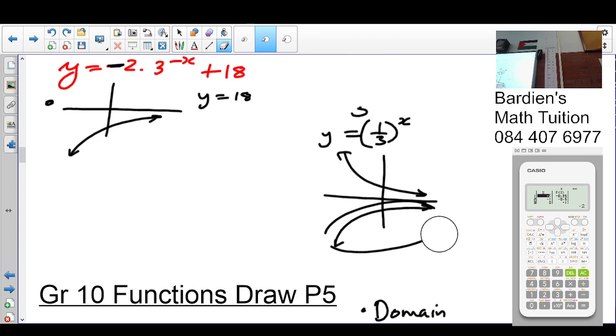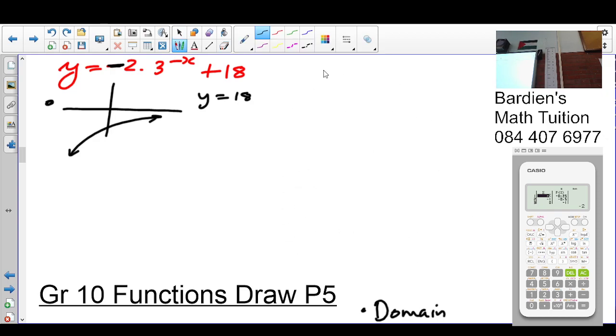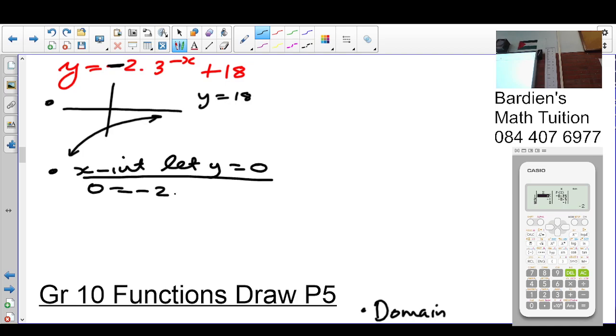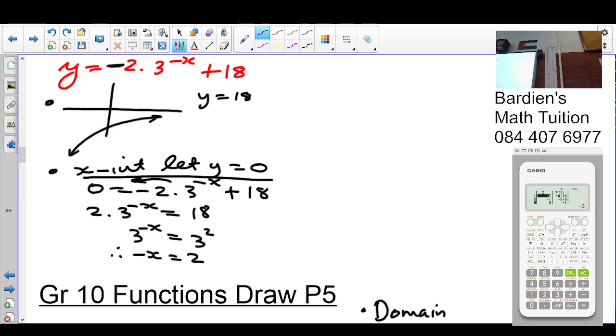So what do we do here after? X-intercept. Let y equal 0. So we have 0 is equal to negative 2 times 3 to the minus x plus 18. We move over the equal sign, so 2 times 3 to the negative x is equal to 18 divided by 2. 3 to the minus x is equal to 9. And 9 can be written as 3 squared. Therefore, minus x is equal to 2. x is negative 2.